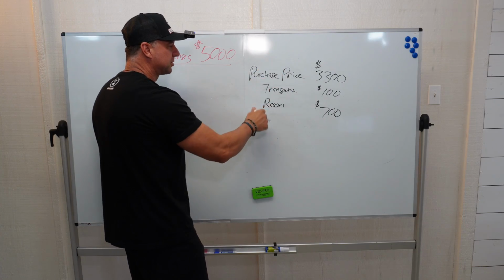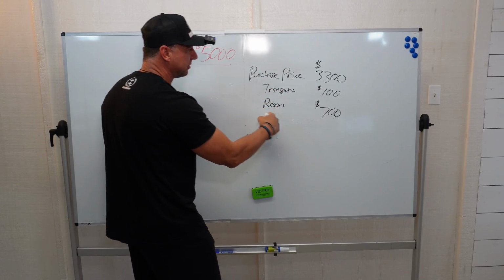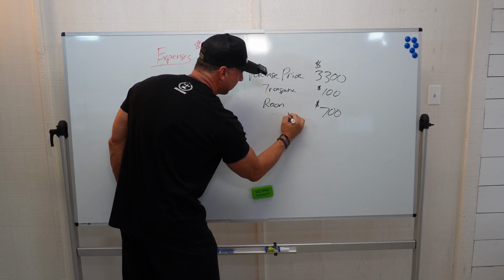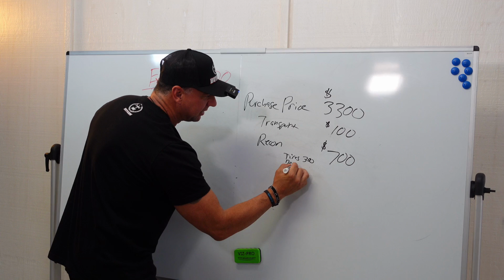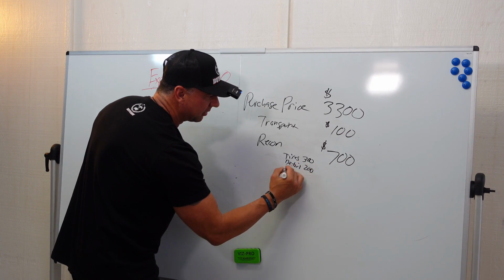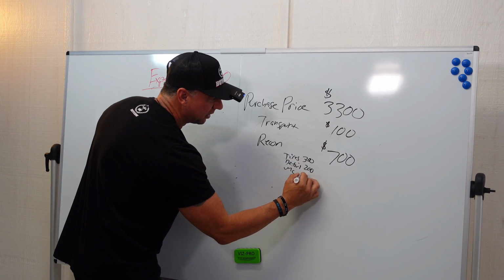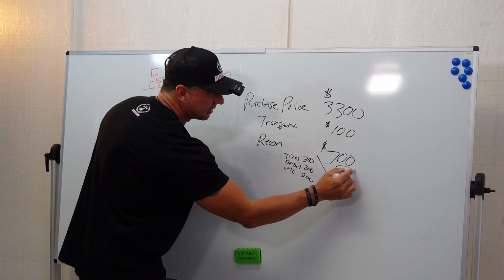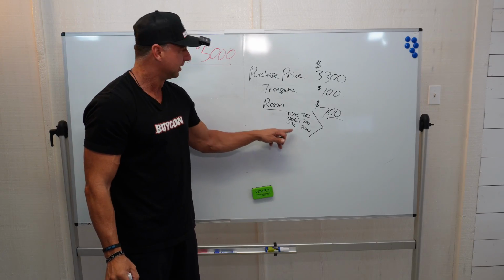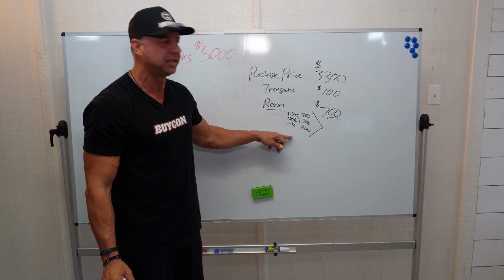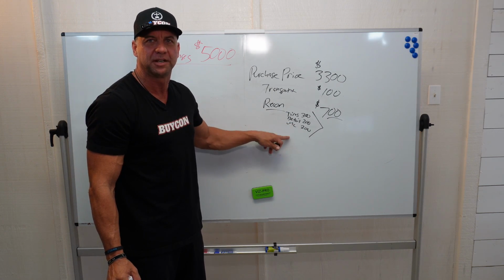So we got our purchase price, we got our transportation, we got our recon. In breaking down the recon, let's say tires was 300, detail was 200, mechanic was 200, right? And that's going to equal our 700. This is important because this is what'll kill you, when you don't understand the reconditioning.